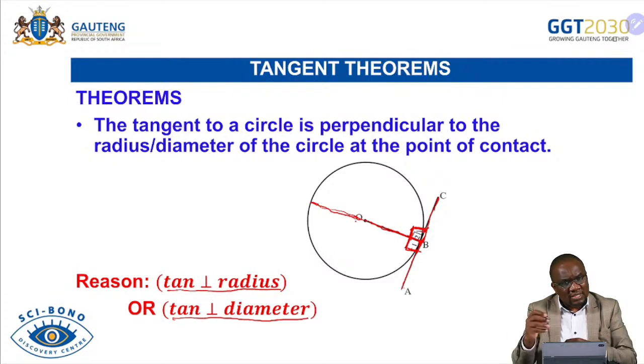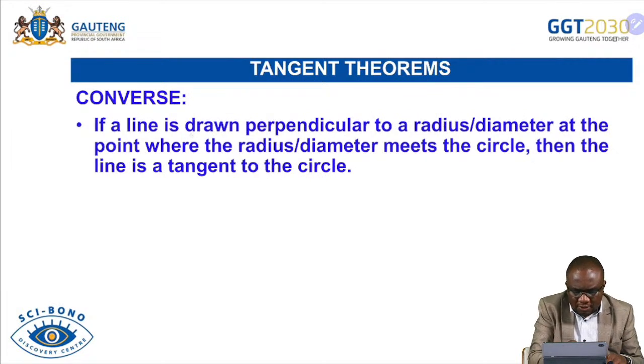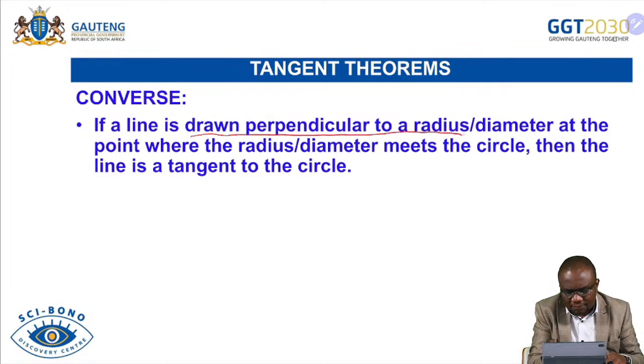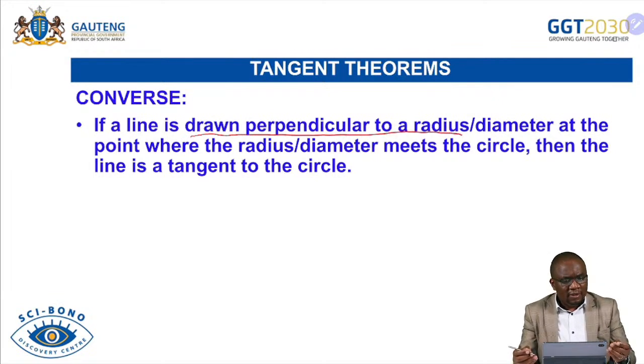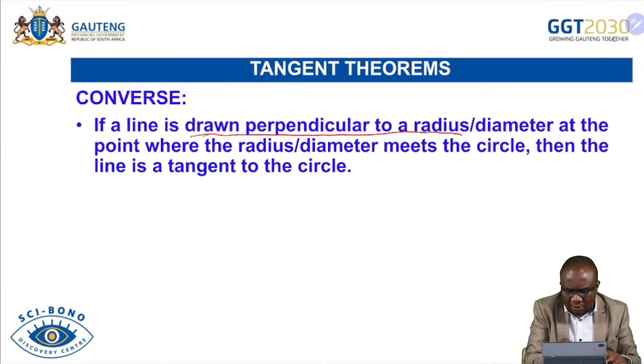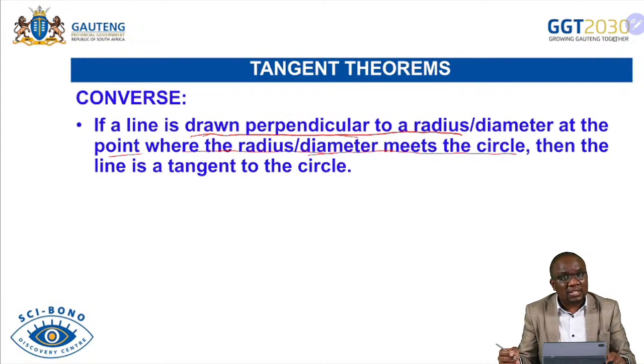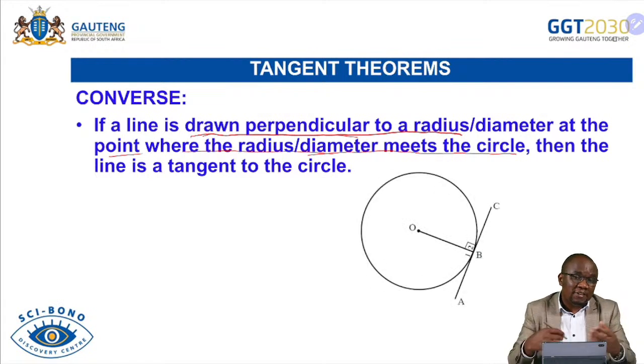Right, what is the converse of that? If a line is drawn perpendicular to the radius, what can you say about that line? What type of line is that? A line perpendicular to the radius at the point where the radius or diameter meets the circle, then the line is a tangent. So that line is a tangent. So it is the converse of that.